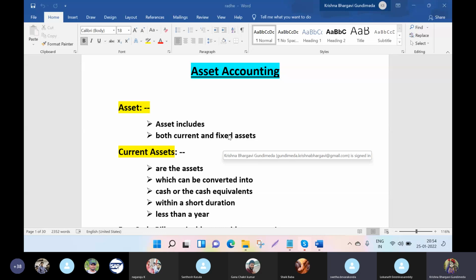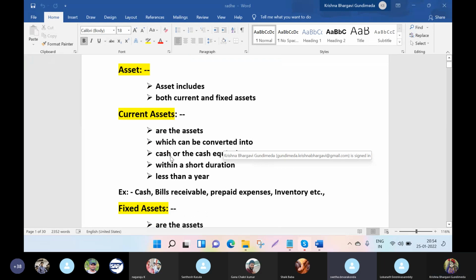Asset includes both current assets and fixed assets. Before that, what is meant by current assets and fixed assets? In general, the current assets are the assets which can be converted into cash or its equivalents, converted into a liquid form. That is, in a short duration, we can convert it. For example, cash, bills receivable, prepaid expenses, inventory, etc.